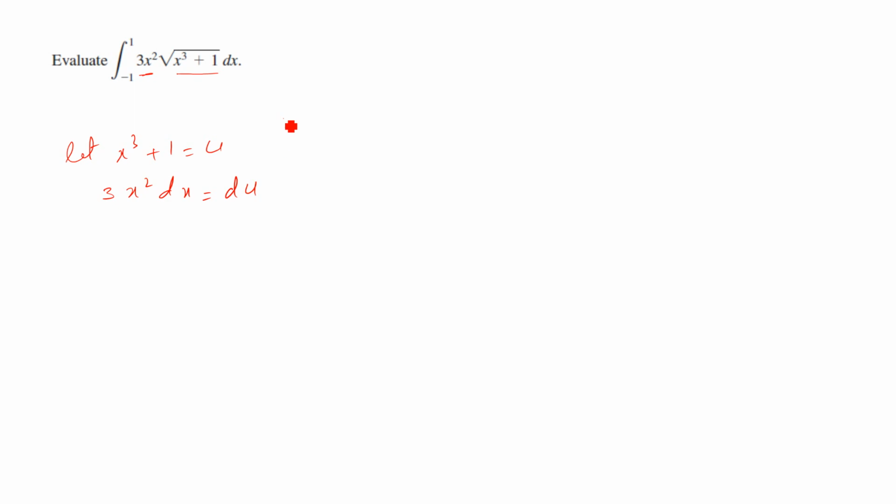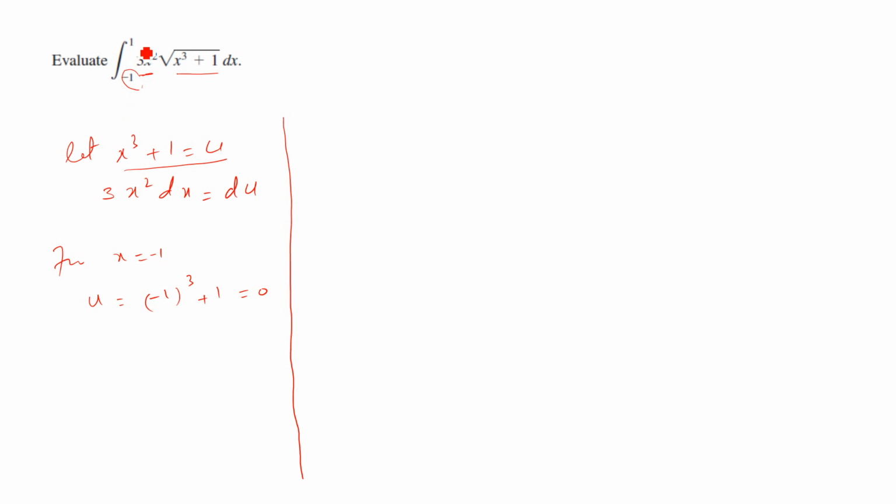Now the next step, which we were not doing in the case of indefinite integrals. If x is equal to minus 1, so the lower limit of x is minus 1, what is the value of u? We just plug x equal to minus 1 into this relation. So u becomes (minus 1) cubed plus 1, and this is 0.